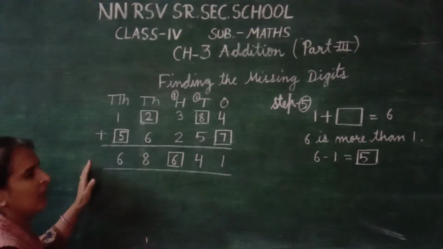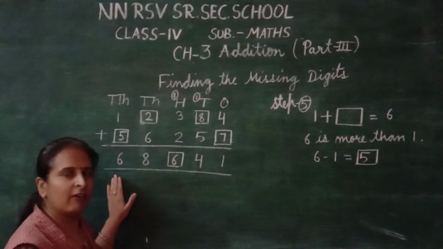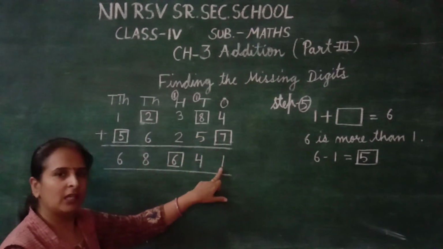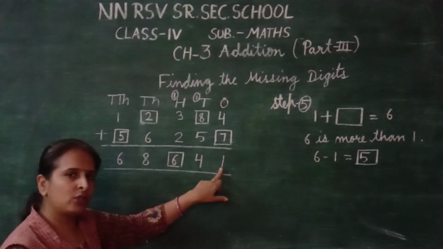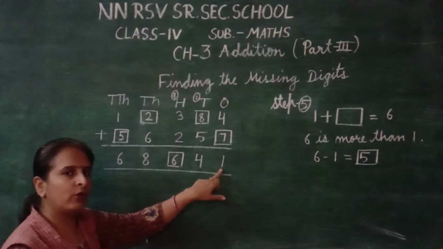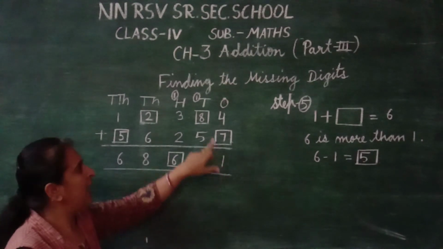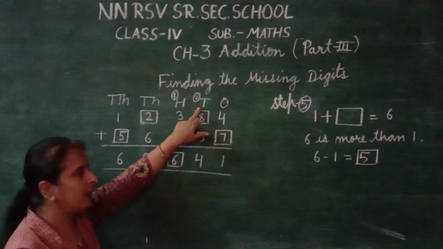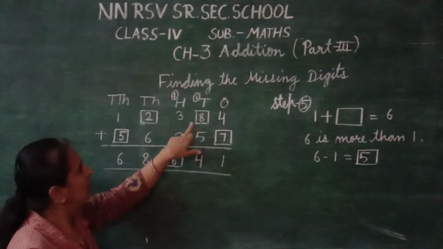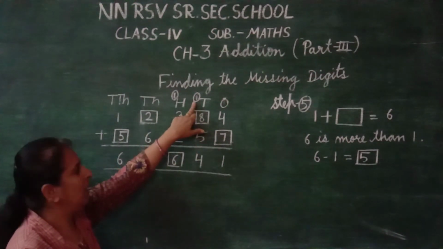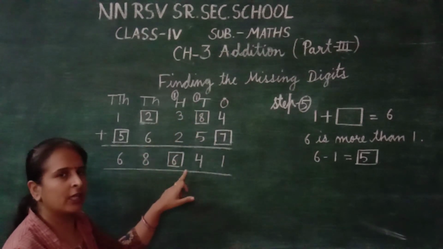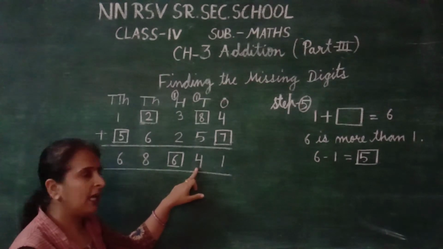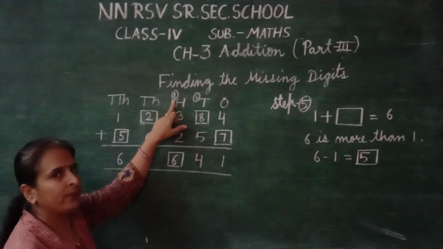Okay? And we can check our answer also. 4 plus 7, 11. 11 is a 2-digit number. So we put 1 in the ones place and 1 is carried over. Then move to the tens place. 8, 5 and 1. The answer will be 14. 14 is a 2-digit number. We write 4 in the tens place and 1 is carried over.